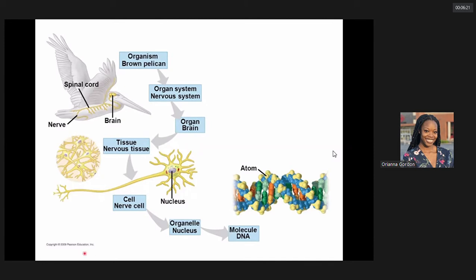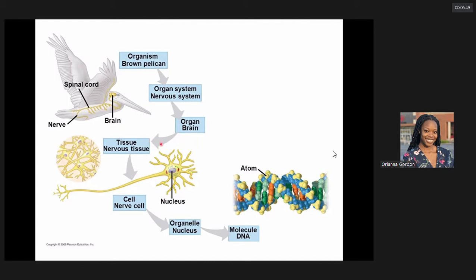Once we get past the organelles, we get into the cell itself. Cells are basically the smallest functioning units of life that help things do their function. Cells come together to make tissues, and tissues are just groups of two or more cells that function together to get another job done.